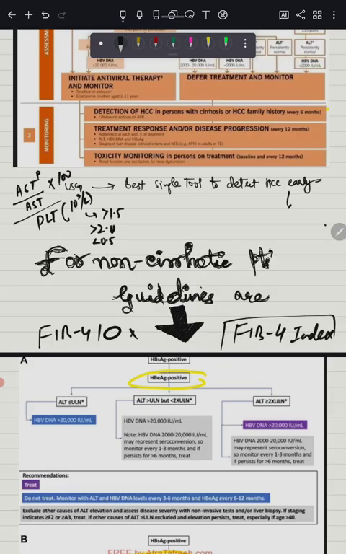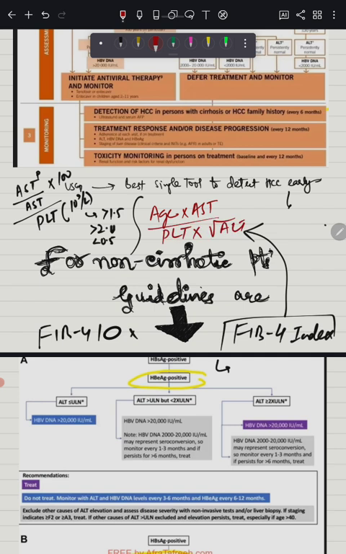So this FIB4 index is used in Harrison 22nd edition. So how do we calculate this? We calculate age multiplied by AST divided by platelet count multiplied by square root of ALT. This is the FIB4 index. So if it is greater than 3.25, this means advanced fibrosis, but less than 1.45, it excludes fibrosis. So this is a great tool in HIV, hepatitis B virus co-infection, or in transplant units, or in OPD patients.